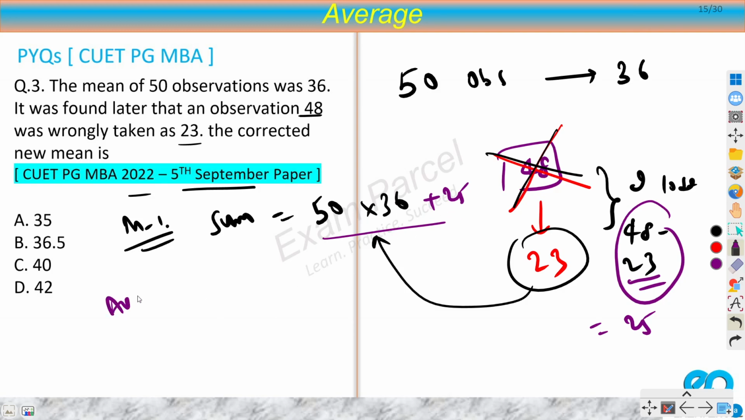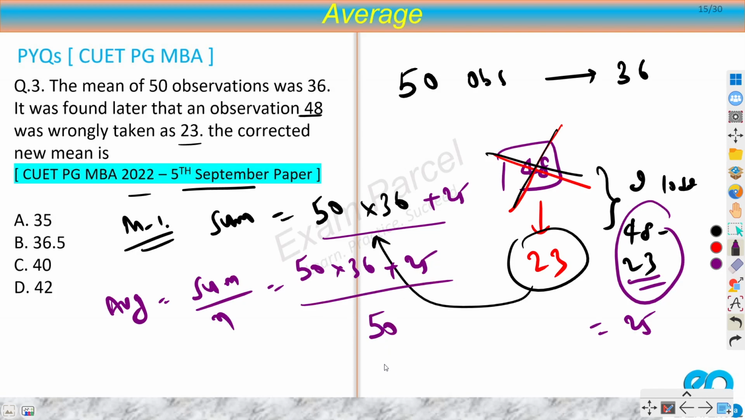Now what is average? Average is sum by numbers, right? So sum is 50 into 36 plus 25 and number is 50. Now you can divide this. So 50 into 36 by 50. If I am splitting this further, then I can cancel out these two, right? So I can write 36 plus 25 by 50. So from here I will get 36.5. Option B.